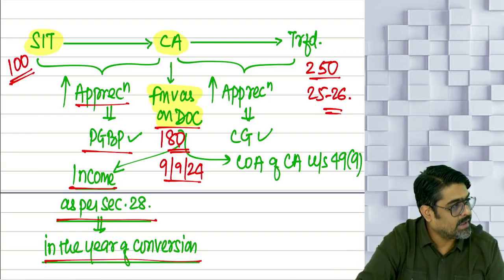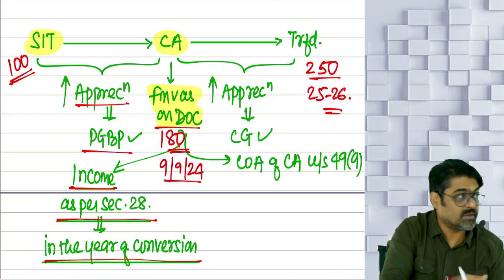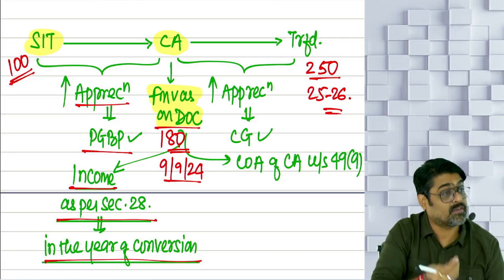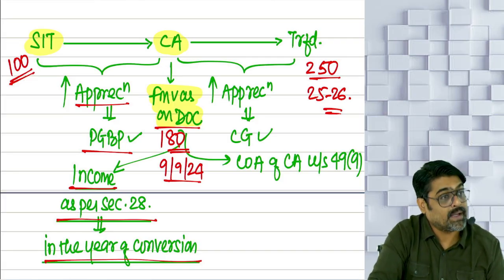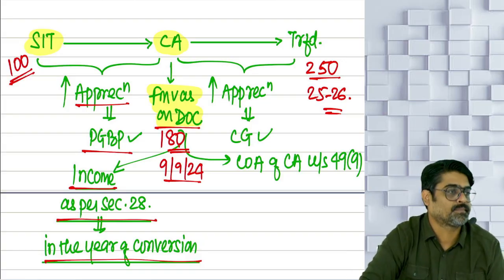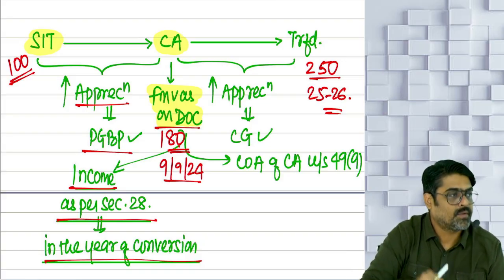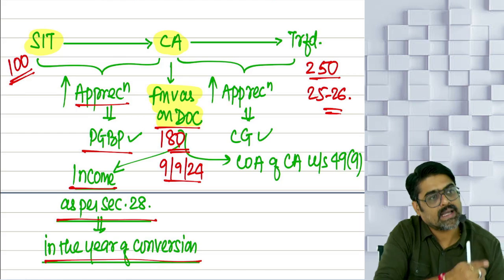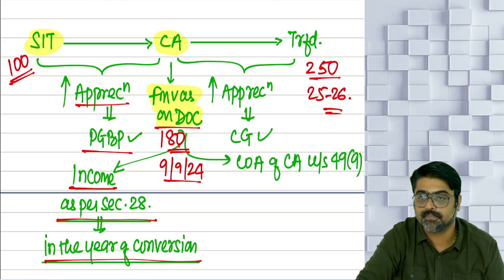So this capital gain is on transfer of a capital asset which you did not acquire as a capital asset. This capital asset became your property on conversion of stock, for which the fair market value was already taxed under the head PGBP.